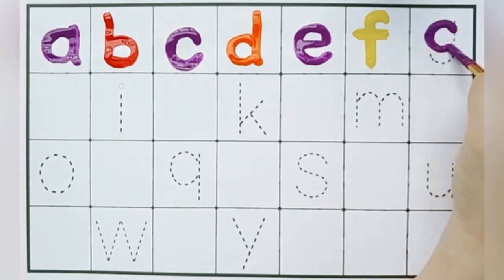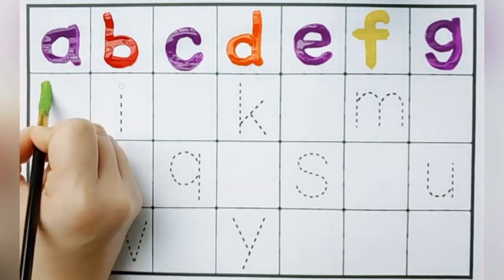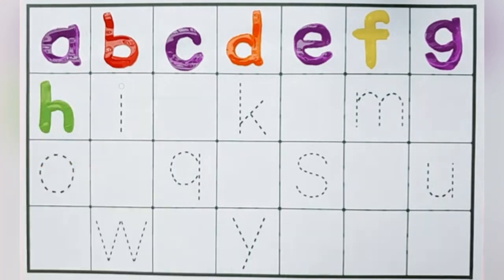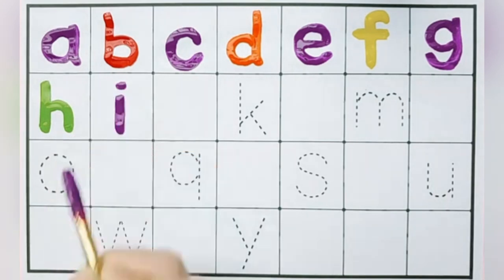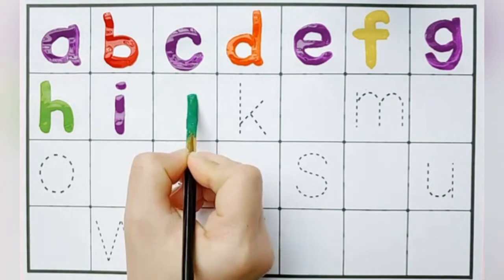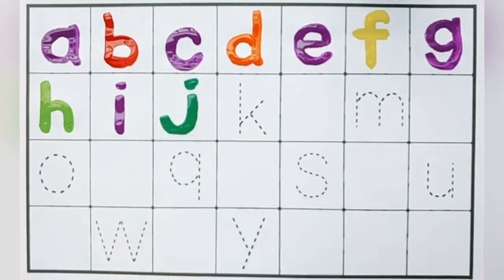G for gorilla. G for gorilla. H for hen. H for hen. I for inkpot. I for inkpot. J for juice. J for juice.